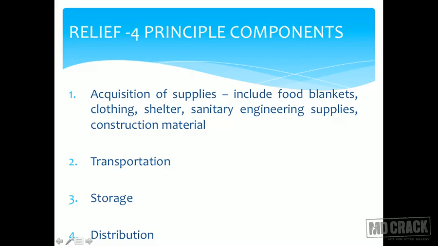Transportation of these supplies to the needy. Imagine the helicopter dropping food packets to children who are running underground. Storage of these supplies, otherwise everything goes bad. Say if you have a packet of biscuits which is not stored properly, then it is simply inedible after a couple of days. And distribution of these supplies to the needy. So these are the four principal components of the relief phase: acquisition, transportation, storage, and ultimately distribution.